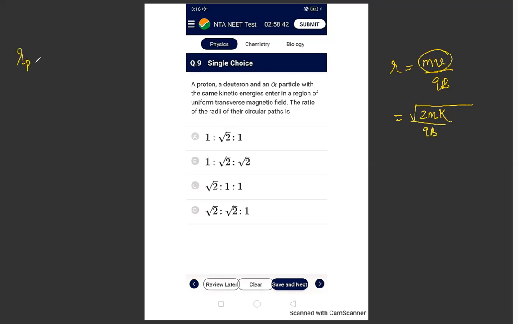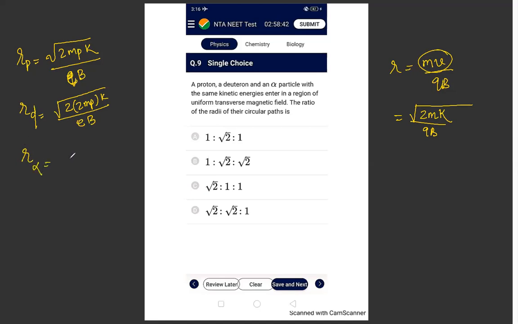Now come to proton. I have to write it as square root of 2 mass of proton, same kinetic energy K, divided by q. Charge of one proton, I am taking it as eB. Okay. So similarly for the deuteron. Deuteron has a mass like 2 into 2 mpK, but its charge is same as the proton. Sometimes we forget it in the exam, so don't do this one.